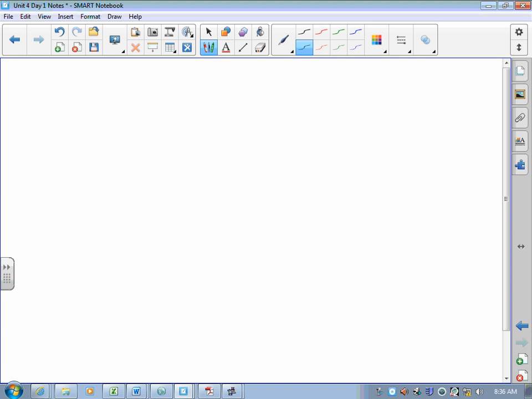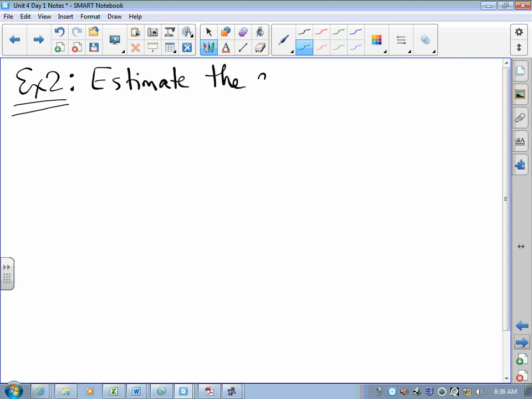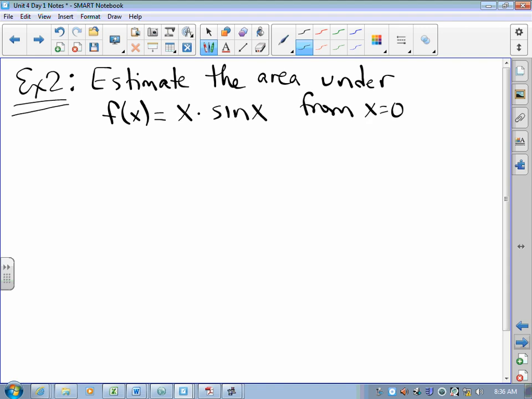But what if the velocity varies? What if the velocity is not the same all the time? Well, then we have to approximate. I want to estimate the area under f of x equals x times sine x from x equals 0 to x equals 3. And it'll help if we get a picture.